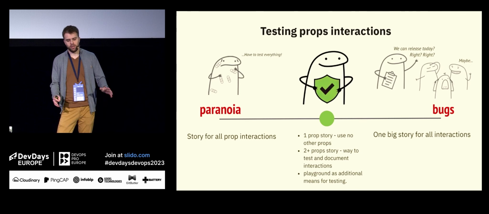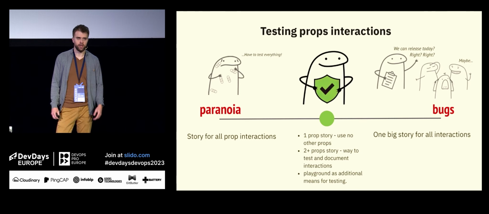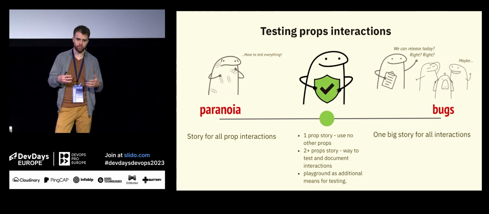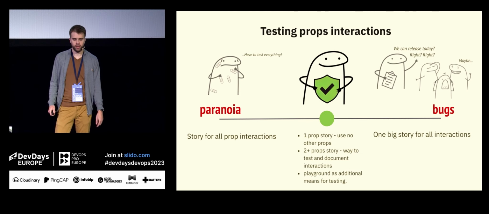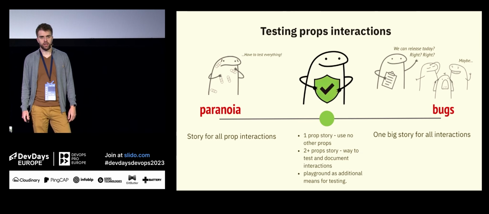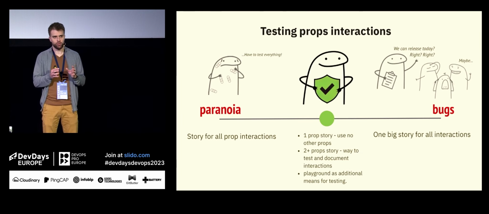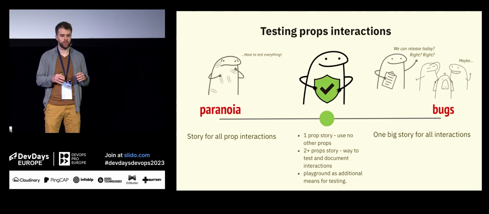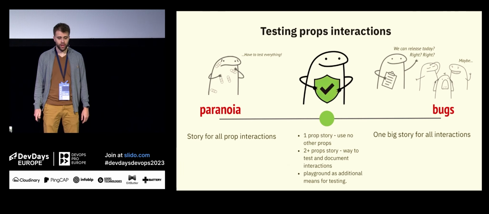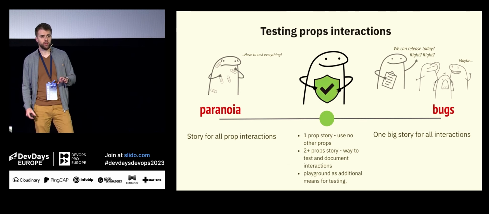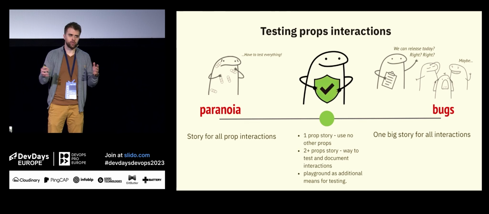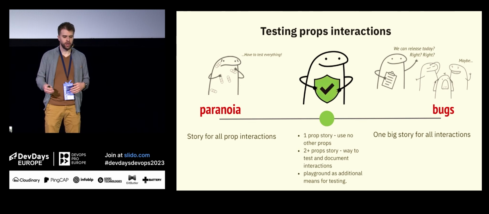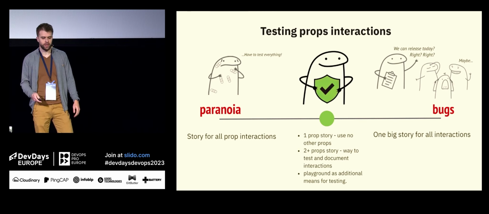And the ideal state, in my perspective, is if a prop doesn't have interactions, from developers' perspective they will just use it in their story. And if it's 2 props or more, we create a special story, an interaction story, that narrows down our view to these 2 props. And then we use playground, which is like a story with all props in it that you can change, as an additional means for testing. That's it.